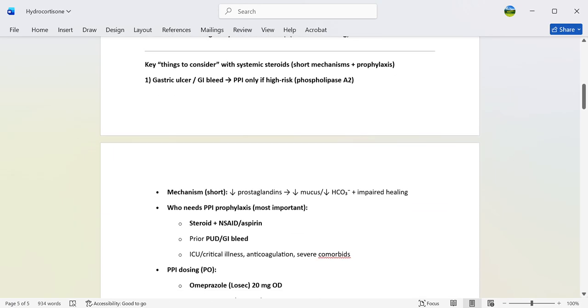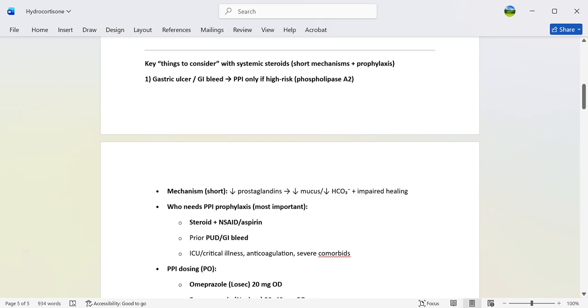Now, another concept is the development of gastric ulcers and GI bleed with steroid use. It's because steroid inhibits the phospholipase A2 enzyme, which is in fact the first enzyme in the pathway of prostaglandin production. And in the same pathway downstream, COX enzymes work, which are the targets for NSAIDs. So both NSAIDs and steroid use are associated with development of gastric ulcers.